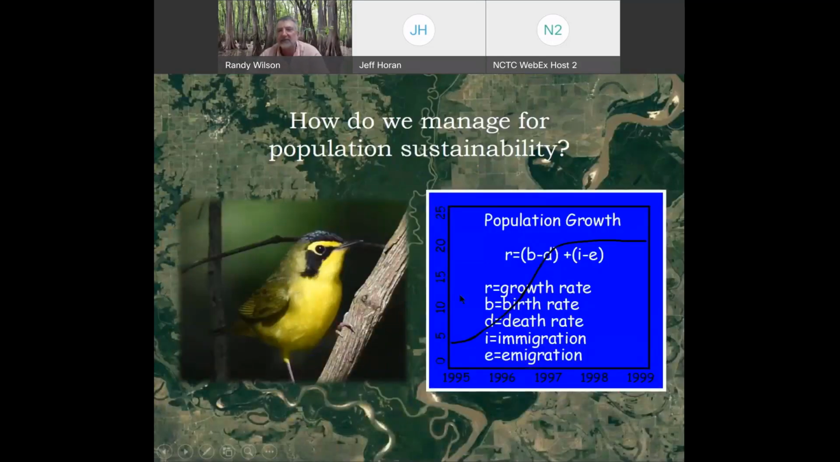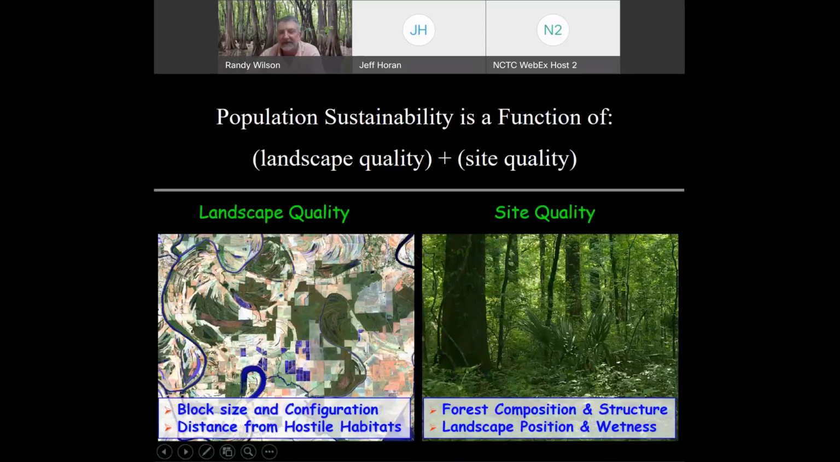Bringing it down to the crux of the matter, how do we manage for population sustainability? That's the question we're going to try to unravel here today. The first thing I would submit is we need to think about population sustainability as a function of both landscape quality and site quality. We've seen a couple of the previous presenters talk about landscape context and landscape quality, block size, configuration, etc.